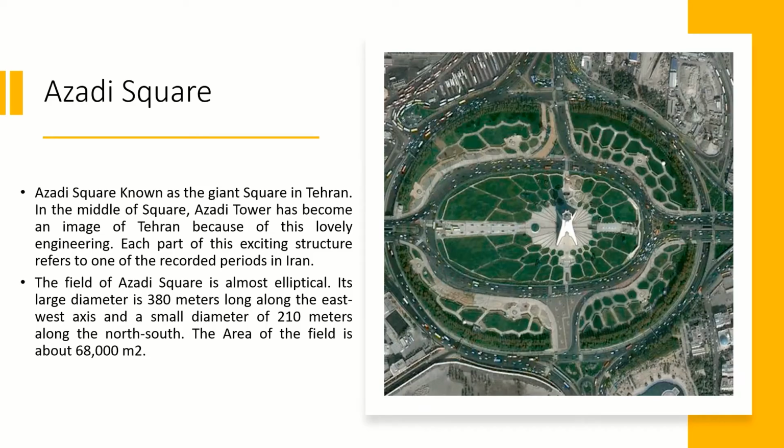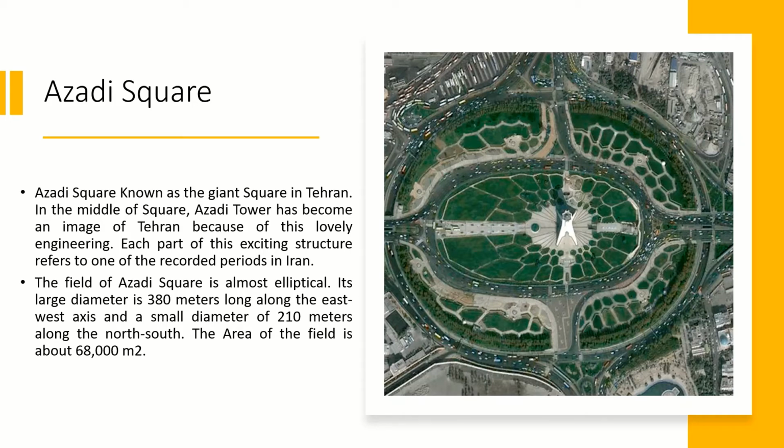Now we have Azadi Square. Azadi Square, known as the Giant Square in Tehran. In the middle of the square, Azadi Tower has become an image of Tehran because of its lovely engineering. Each part of its exciting structure refers to one of the recorded periods in Iran.